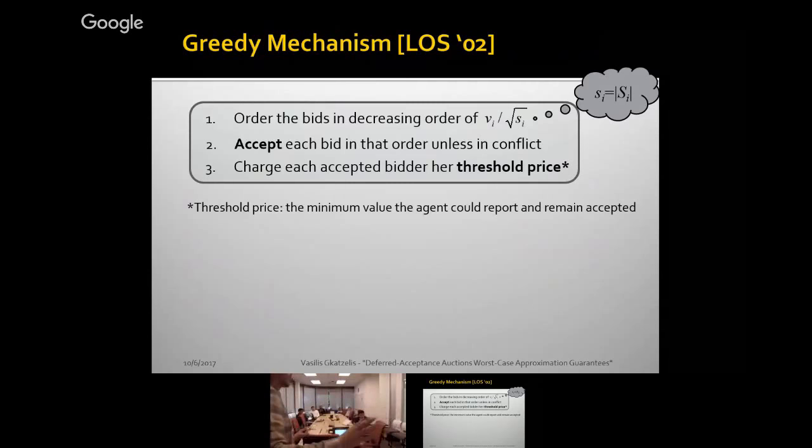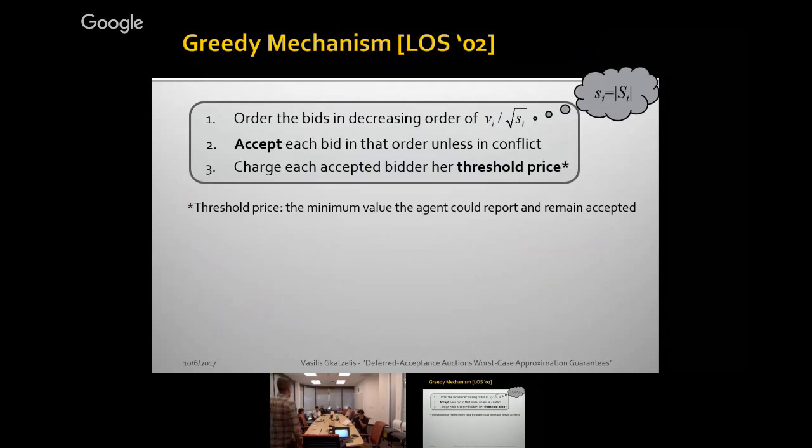I'm going to be thinking about algorithms most of the time here, but for the sake of completeness, a threshold price is the minimum value that the agent could have reported and still survived until the end. So everyone who survives until the end pays the minimum value they could have reported and still survive.